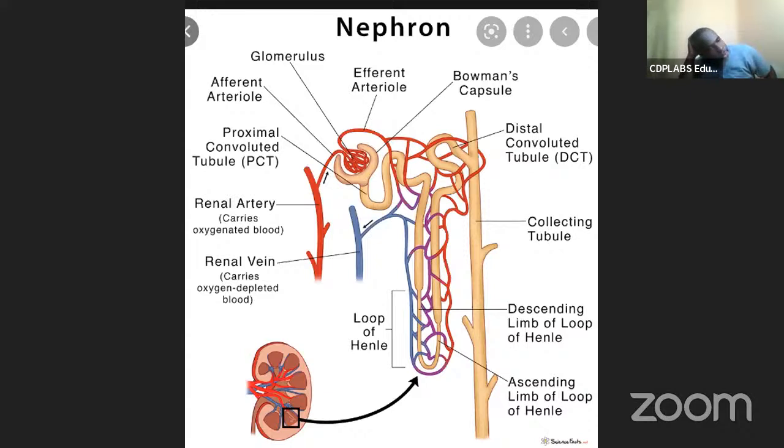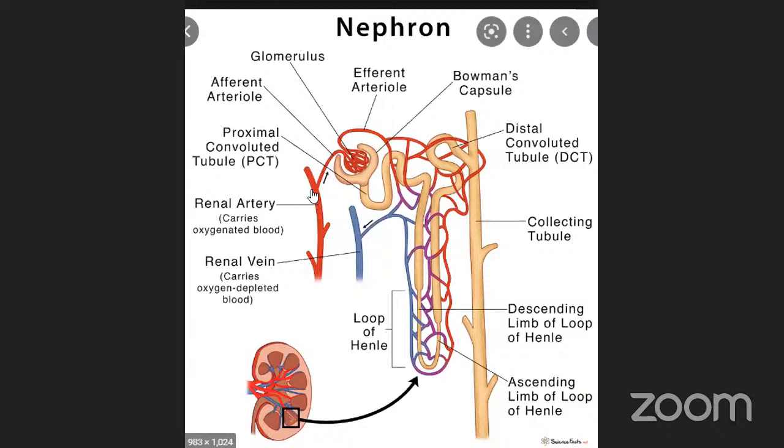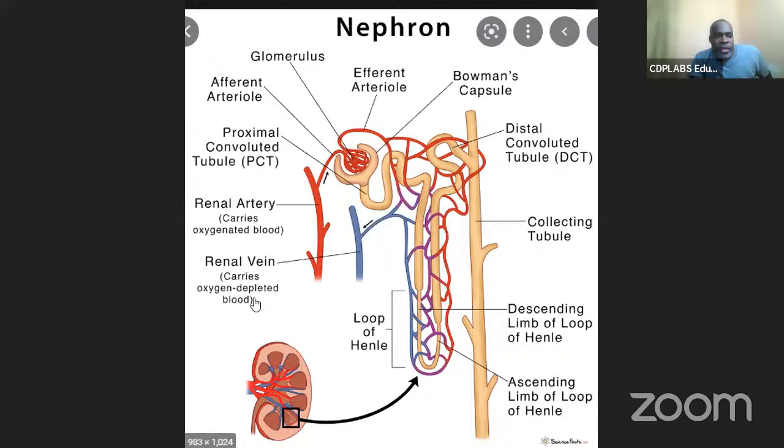All right. As you can see on the picture right here, you still have to know the function of it, right? As we mentioned in the previous picture, the renal artery carries oxygenated blood, and the renal vein carries oxygen-depleted blood, or blood without oxygen. Good. You should have learned that as well.